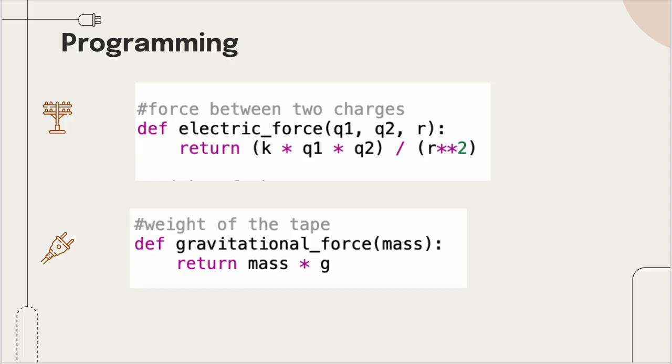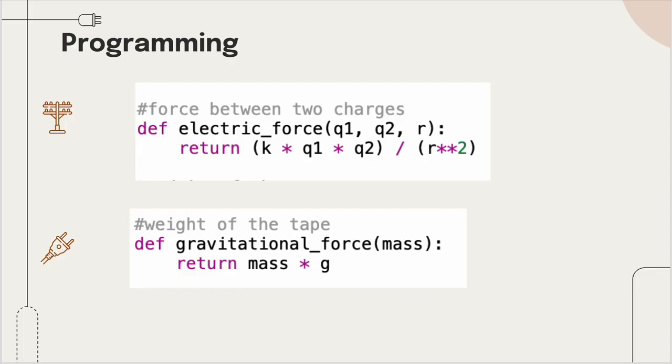In my model, I wrote a Python program to calculate the electric and gravitational forces between the two tapes. The key steps included calculating the electric force using Coulomb's law, the gravitational force using Newton's law, and then determining the charge needed on each tape to make the force of repulsion equal to the gravitational force.